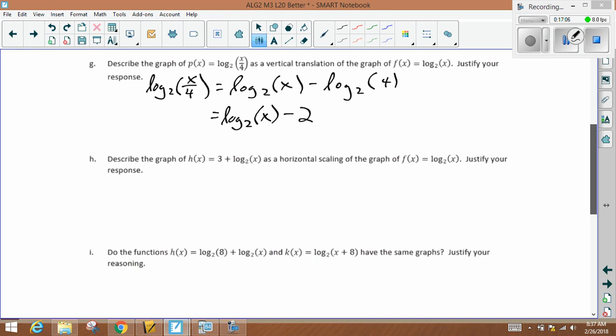Alright. If having a plus 3 at the end of my function was a vertical translation of 3 units, then this must be a vertical translation of -2 units, right? -2.